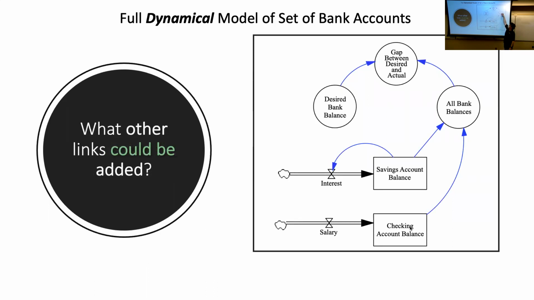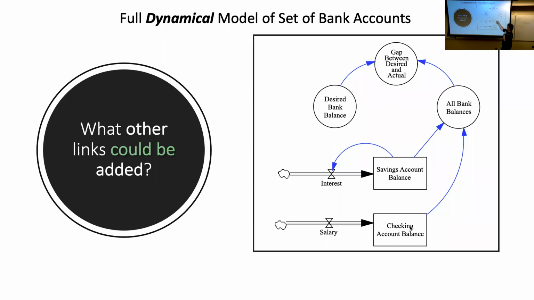So in order to calculate all bank balances, it's just a sum of my balances. Well, I can't sum up my balances unless I've released them to this variable to use. I do that by drawing these lines here. Now, in order for my savings account balance to calculate its interest, the interest flow needs access to the actual savings account balance. So that needs this link here as well. Now I can actually simulate this thing.